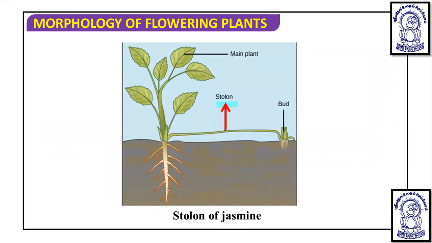If we want to draw a diagram of a stolon of jasmine, then you can see it in this one. This is a lateral branch which is growing upward, then obliquely downward, and then it is here. Now here it has a node and a bud, so it will give rise to a new plant. So this internode is named as a stolon. So when the internode grows upward, then downward, and forms a new plant from this lateral branch, then this lateral branch is known as stolon.